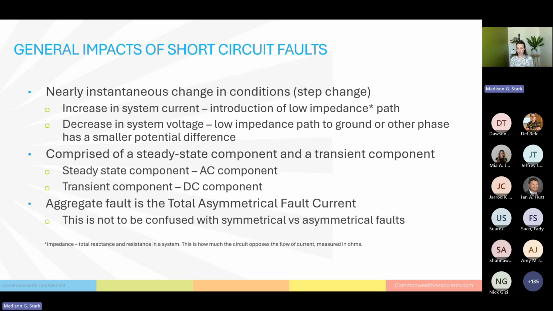We just talked about symmetrical and asymmetrical faults. This is not to be confused with that. This is something different entirely. So this is asymmetrical fault current and symmetrical fault current components. A little note down here, if you're not real familiar in the electrical world, impedance is how much the circuit opposes the flow of current in the system.